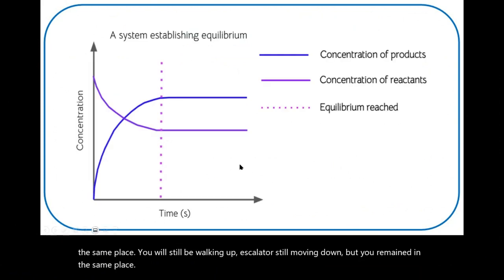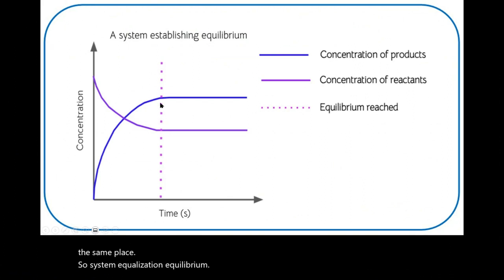So the system reaches equilibrium over time. So here is where equilibrium is reached. The same amount going forward is the same amount going in reverse.